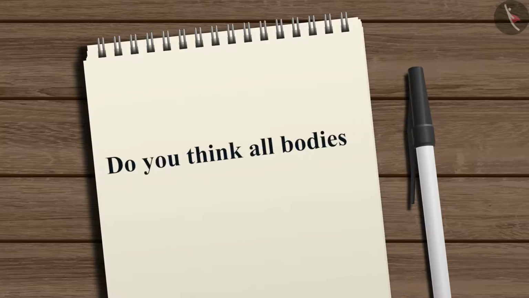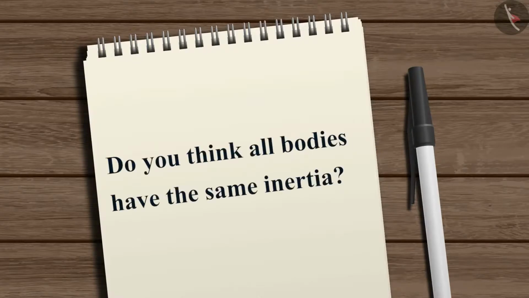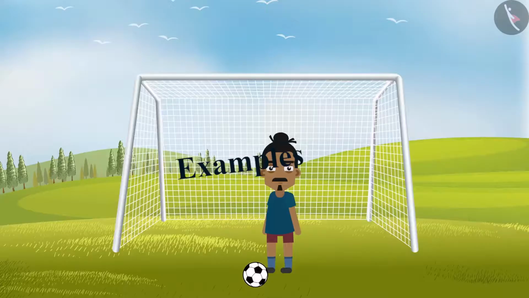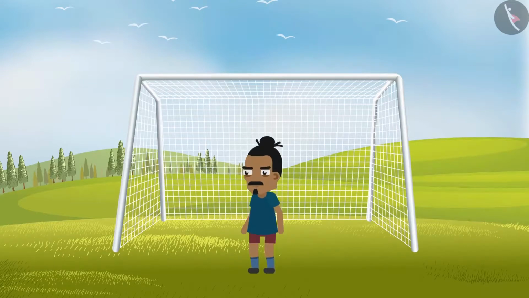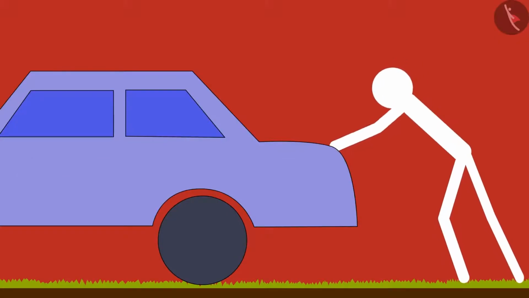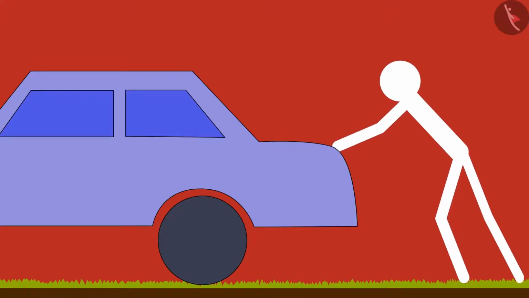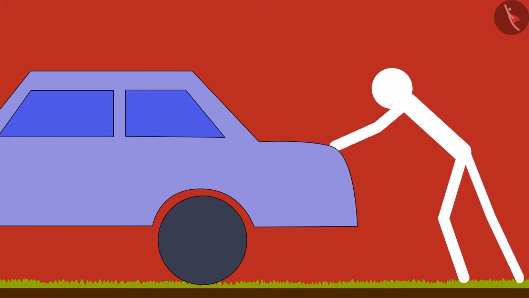But do you think all bodies have the same inertia? Let us think of some examples. You can move a football easily by kicking it. But what about a car? Even if you push it with all your strength, it will hardly move.